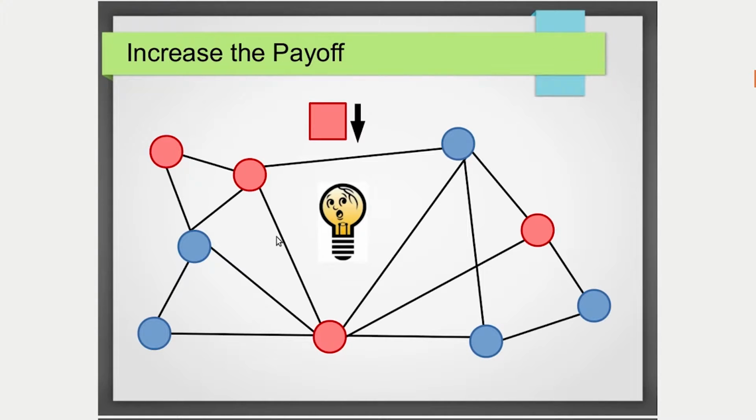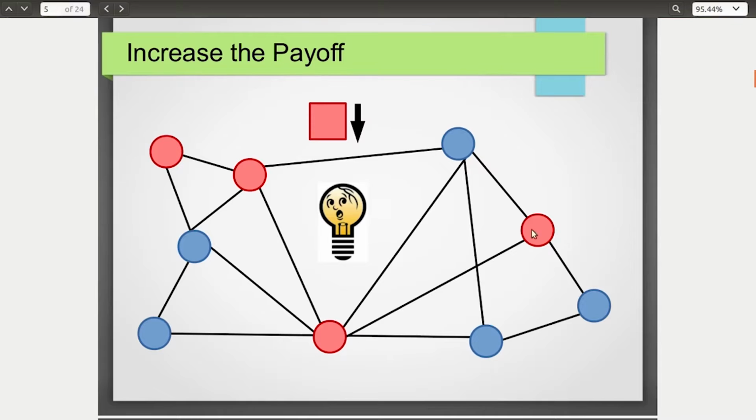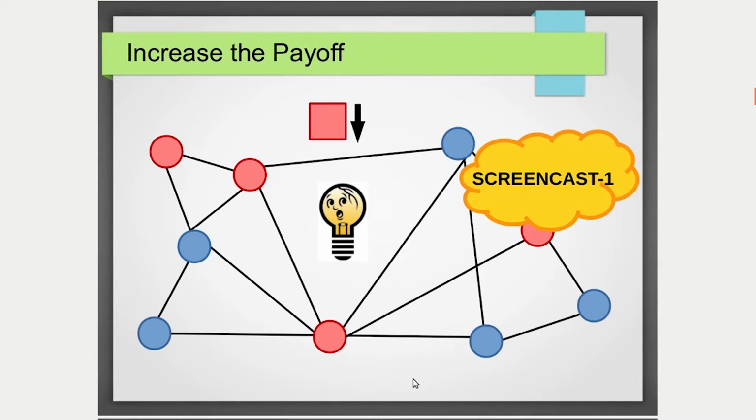What's a complete cascade? A complete cascade is when every node in this network turns red. This red idea is adopted by all the nodes in this network. We call it a complete cascade. We will be modeling it in screencast 1.